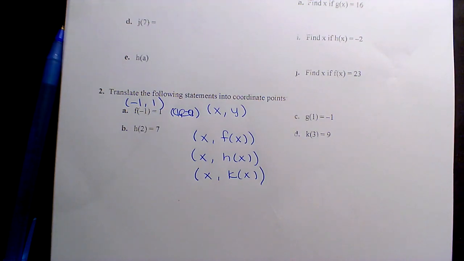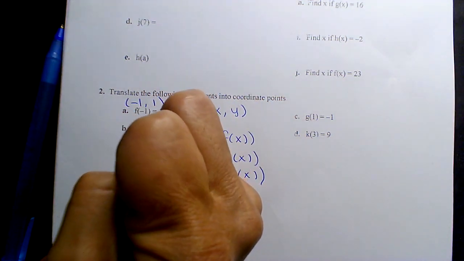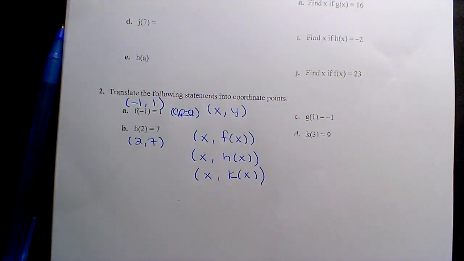So then for B, what's your coordinate? Yeah, 2, 7. Input, output. Right? And then for C, that's what I'm looking at. That's why I wrote 1, negative 1. So C is the 1, negative 1. So what's inside is the input, right? The equals is your output. Okay, I'll shut this off.